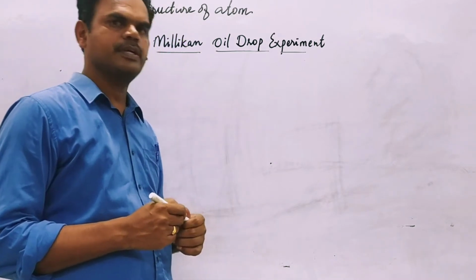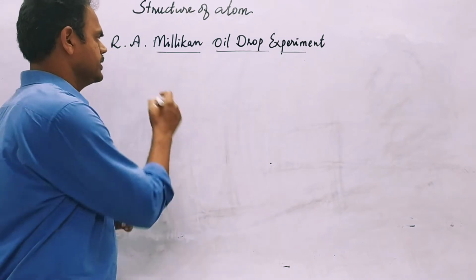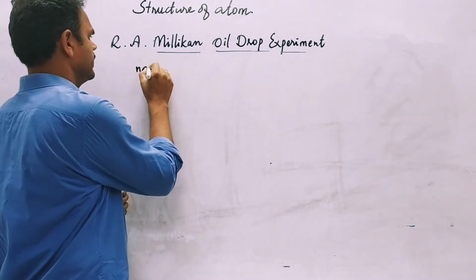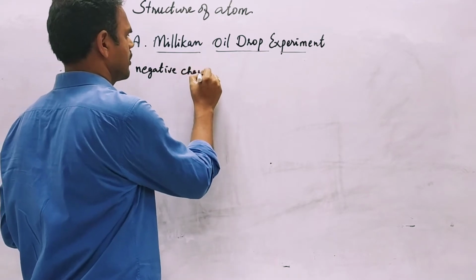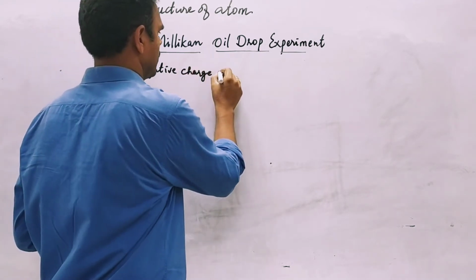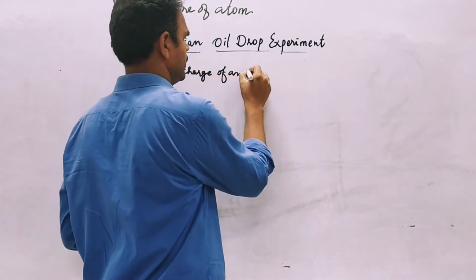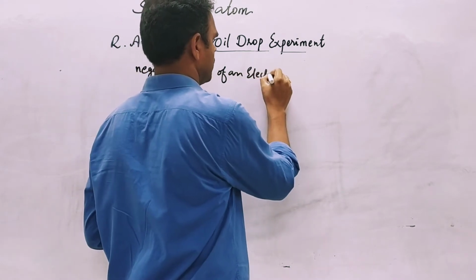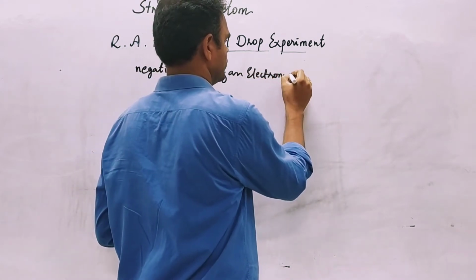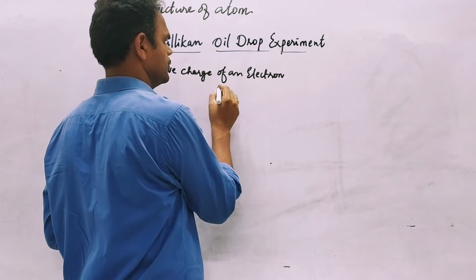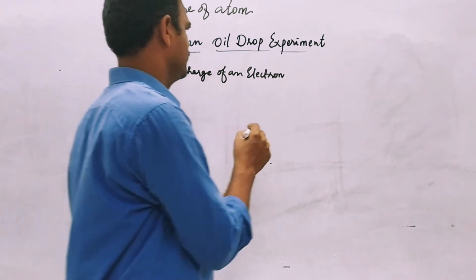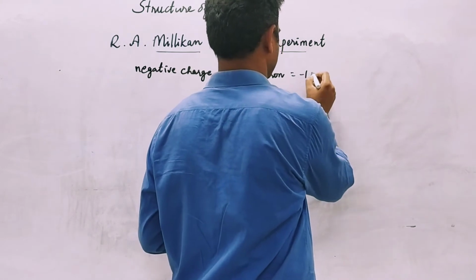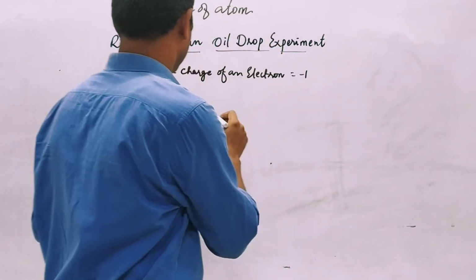As you know, J. Thomson proposed that the negative charge of an electron is equal to -1 unit. Negative charge of electron is equal to -1 unit.